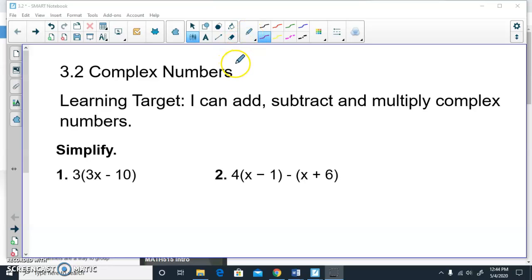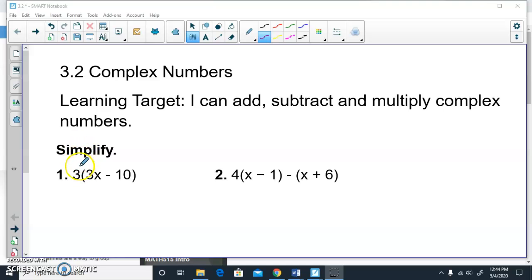We did look at complex numbers a bit last week where we saw the square root of a negative number giving us an i, a complex number. Today you're going to add, subtract, and multiply complex numbers. And before we get into that, I want us to think back to what we know about real numbers. So where have we seen this math in the past?